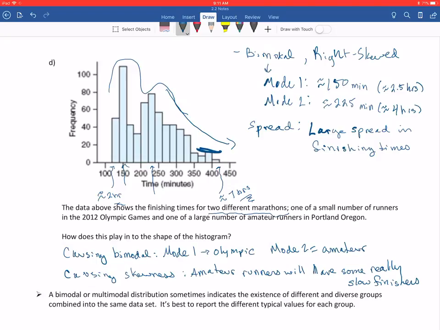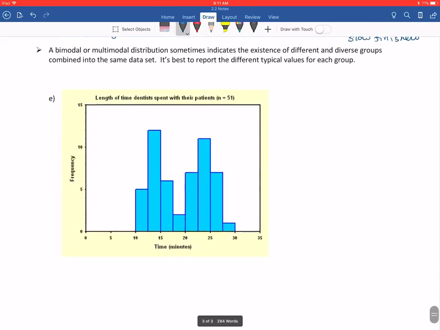So what this is leading to is that if you see a bimodal or a multimodal distribution, a lot of times what that means is that there were two completely different groups that were combined into one before they made their graph. So it's good to report those different values. That's why we reported two different modes, because really they could be talking about two different populations. They probably should have taken that data and separated it out and made two different graphs.